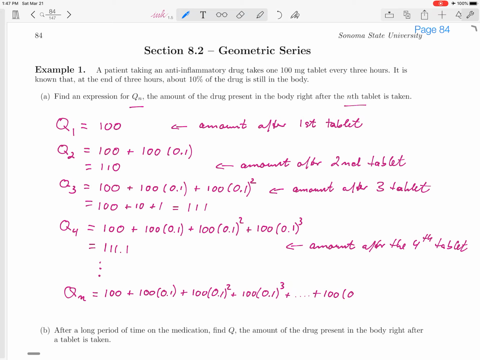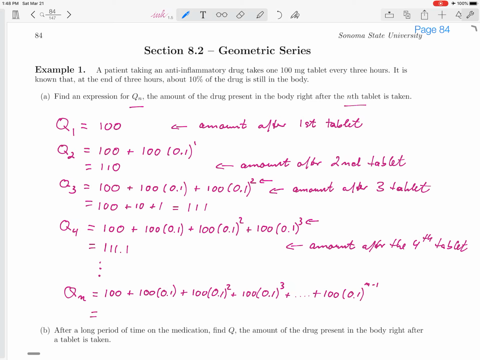We get 100 times 0.1, and think about for a minute or a few seconds what power we should have. Looking at our powers from before, for Q4 we had 0.1 cubed, for Q3 we had 0.1 squared, for Q2 we really have 0.1 to the first power, so for Qn our last term should be to the n minus first power.